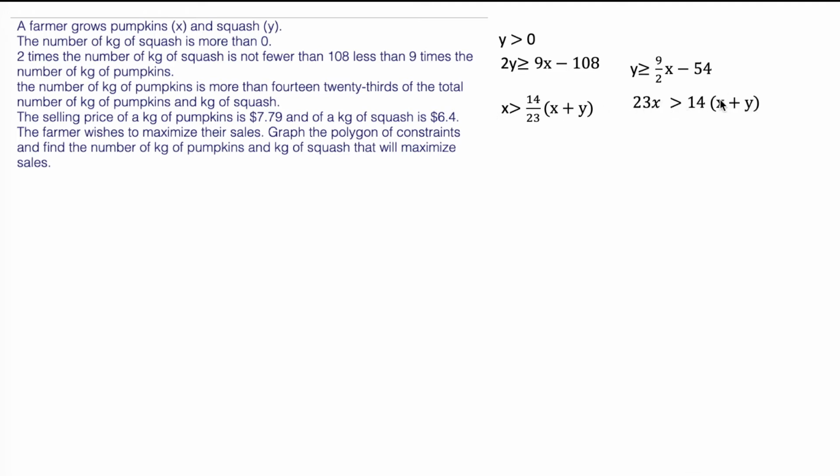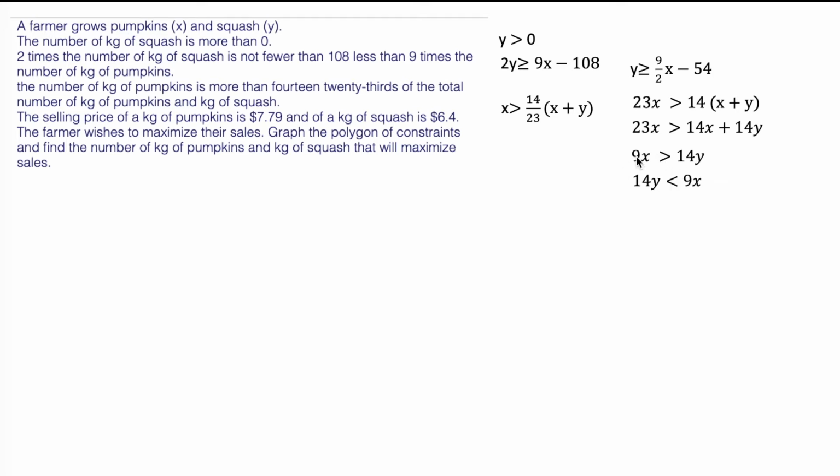Then the 14 is going to come in, multiply the x, and multiply the y, distributive law. So the 14 is distributed to the x and the y, and we end up getting 23x is greater than 14x plus 14y. I want to get all my x's on one side, so I'm going to subtract 14x from both sides, and 23 take away 14 is 9x. 9x is greater than 14y. I'm just going to switch the sides.